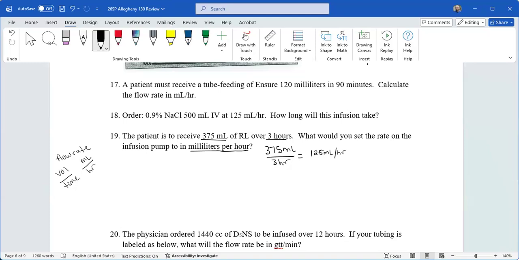Other examples might just have a different volume and a different time. If that time happens to be in minutes, you just need to make sure you can convert minutes to hours. And we'll go over an example of that in just a second.